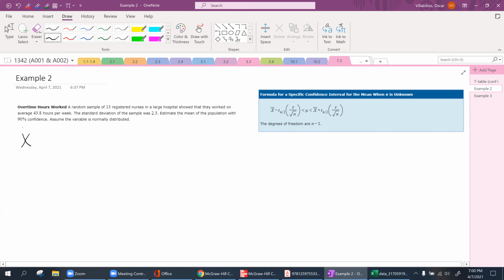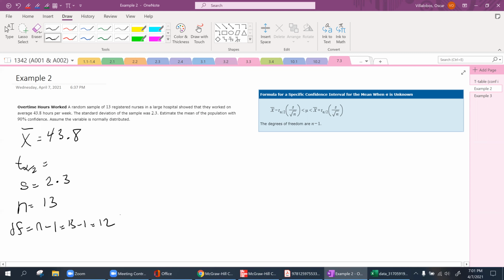So let's find x bar, t alpha over 2, my standard deviation, and my n value. My x bar, my average, would be 43.8. My t value is what I need to find. The standard deviation of the sample was 2.3, and my sample size was 13. While we're here, you may even want to find degrees of freedom, where degrees of freedom is n minus 1, which is 13 minus 1, which is 12.